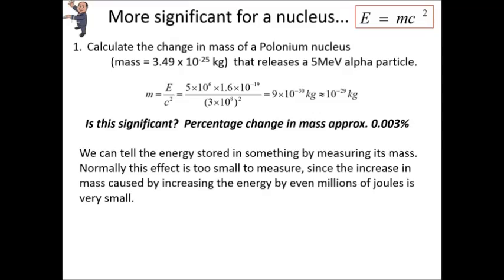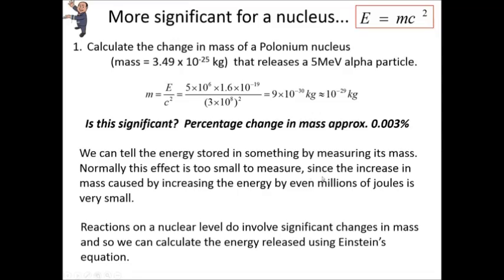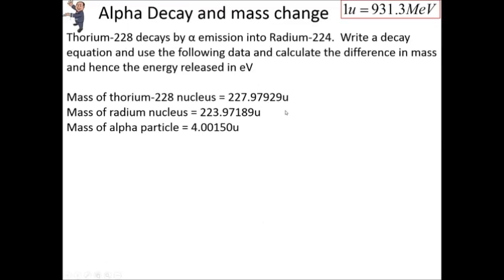Normally, this effect is too small to measure, since the increase in mass caused by increasing the energy by even millions of joules is very small. Because the exchange rate is 3 times 10 to the 8 squared, you need a lot of energy to create a tiny amount of mass, or for it to be converted to a tiny amount of mass. Okay, but reactions on a nuclear level do involve significant changes in mass, so we can calculate the energy released using Einstein's equation. Let's just do a couple of examples.